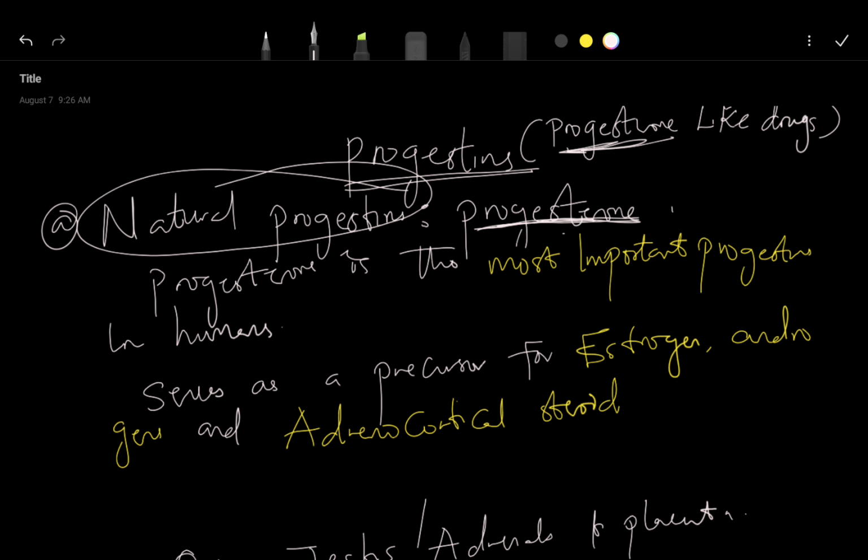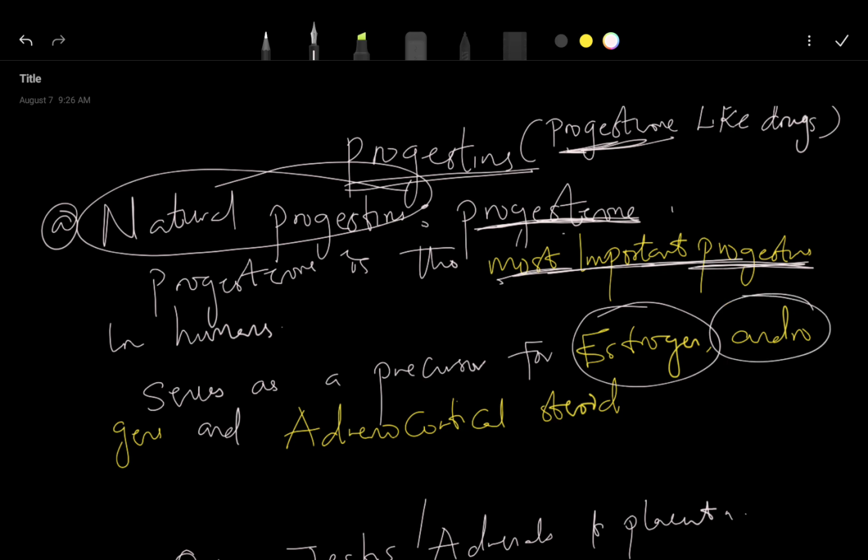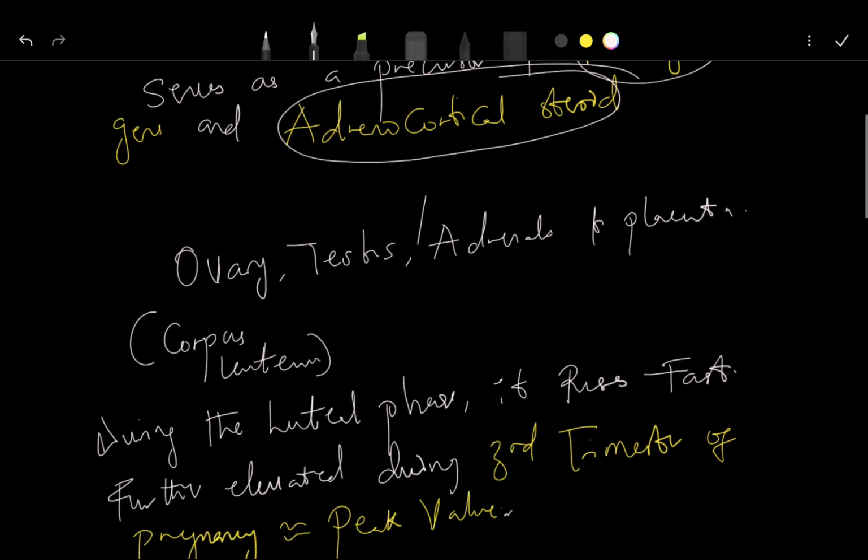Okay. Now, progesterone is the most important progestin that I want you to take note of. It is the most important progestin, and from progesterone you can get the other hormones. For example, from progesterone you can get estrogen. From progesterone you can get your androgens. From progesterone you can get your adrenal corticoid hormone.